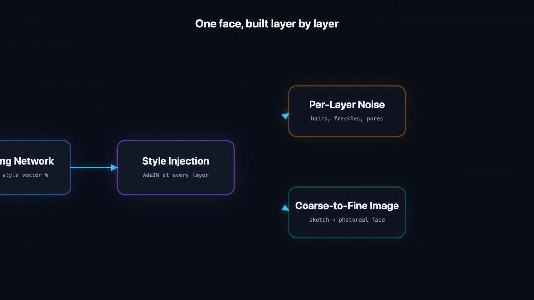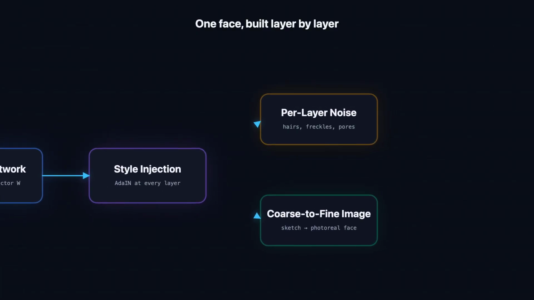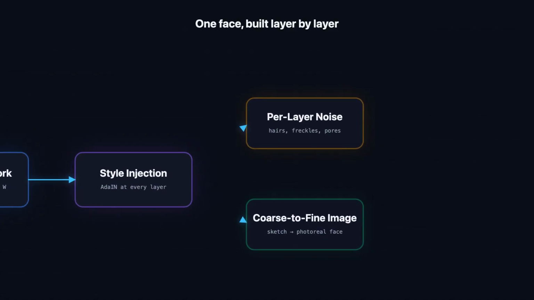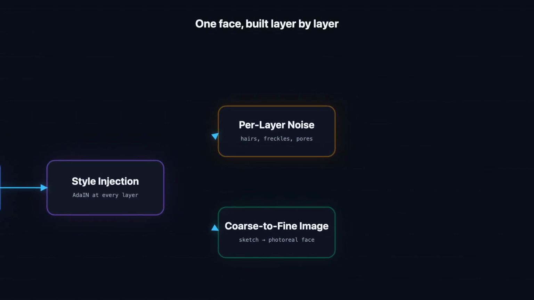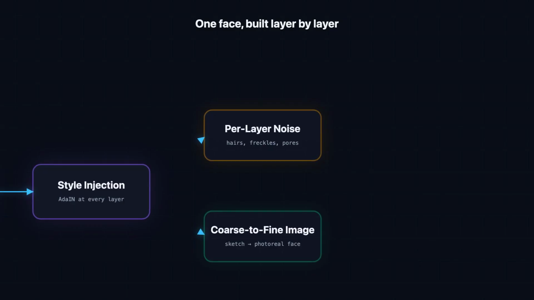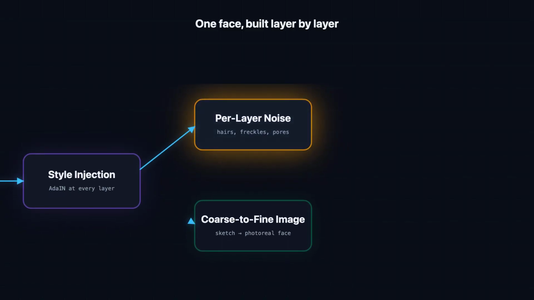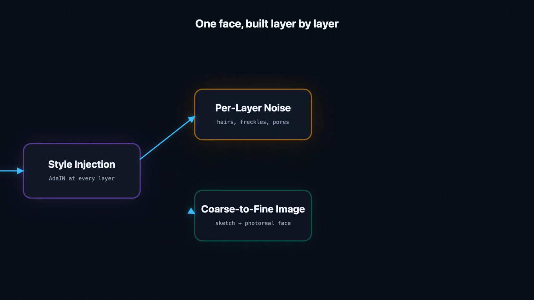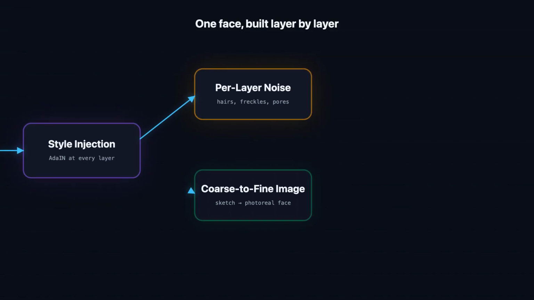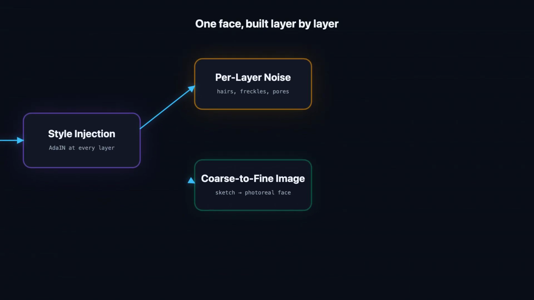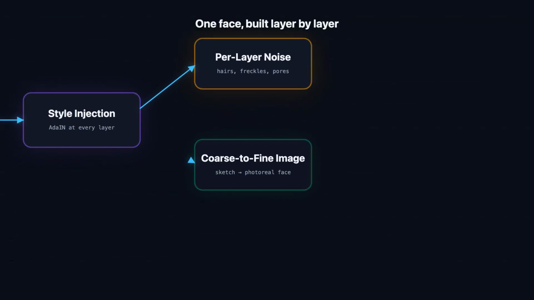That style vector gets injected at every single layer of the generator through adaptive instance normalization, a mechanism people shorten to AdaIN. So style is not set once at the start, it is applied again and again as the image grows in resolution. Alongside the style, a little extra random noise is added at each layer too. This handles the tiny stochastic details that make a face look real, the exact placement of individual hairs, freckles, pores, the things you would never want to specify by hand but that sell the illusion.